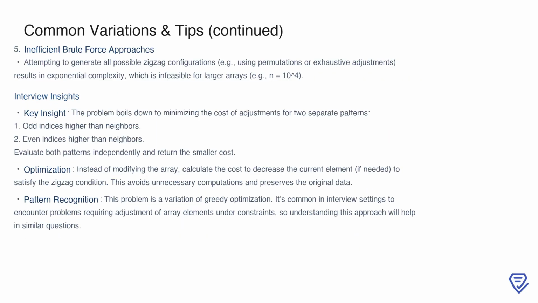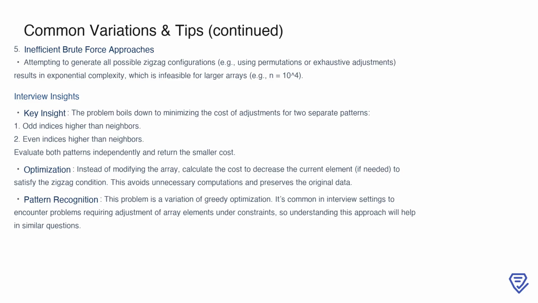Another mistake to be aware of is relying on inefficient brute force approaches. Generating all possible zigzag configurations, such as through permutations or exhaustive adjustments, results in exponential complexity. This becomes infeasible for larger arrays, especially when n can go up to 10,000.